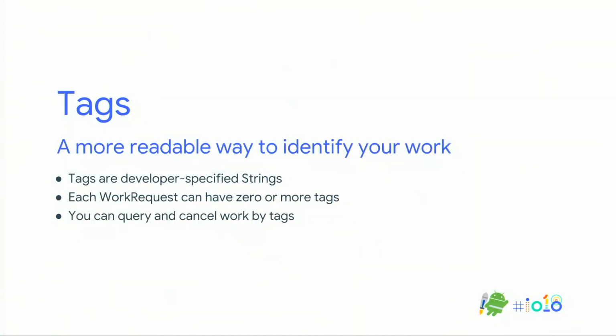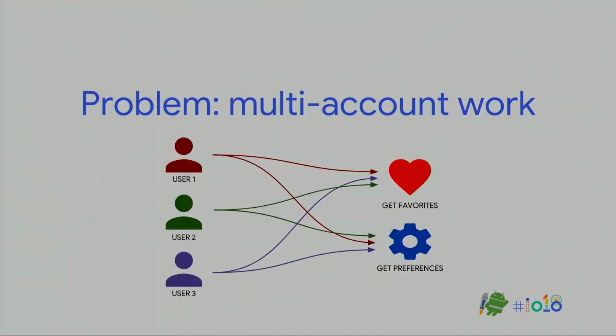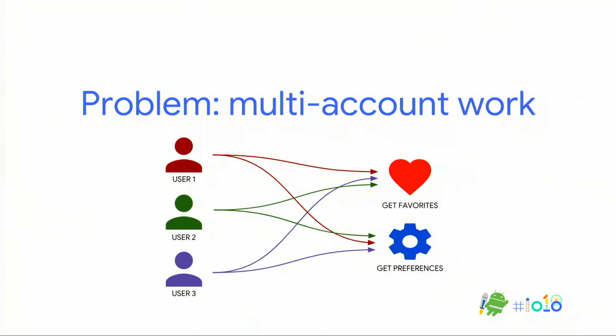So tags are developer-specified strings by you, and each work request can have 0 or more tags. You can query and cancel work by tag. Let's look at an example. So I used to work on the G+ team here, and the G+ app supports multi-login. So you can have multiple users logged in at the same time. And each of those users could be doing several kinds of background work. You could be getting favorites. You could be getting preferences. So if you have 3 users logged in on your phone, and they're doing 2 kinds of work, you have 6 things happening. How do you identify what you're looking at any given time?